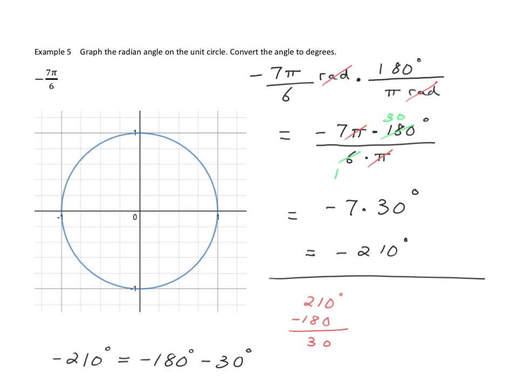So, we'll sketch this in. So that's 180. Adding a 30 is like maybe roughly about here. So I'll sketch that in. Let's see, something like that. So this is the location of 210 degrees. Now that is equivalent to negative 7 pi over 6. So here it is in terms of radians, and here it is in terms of degrees.